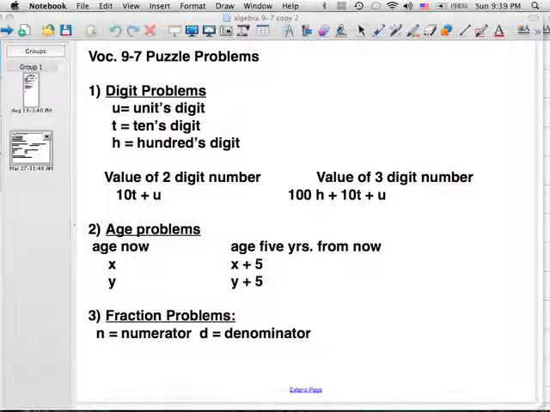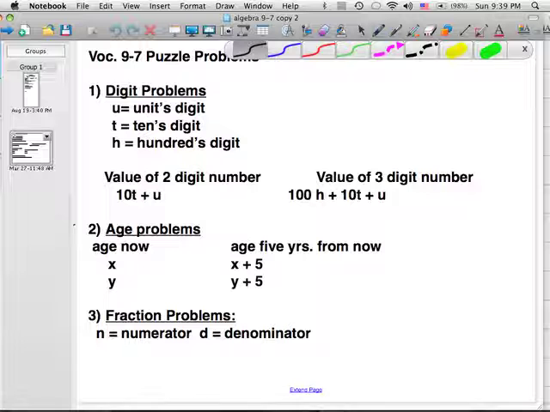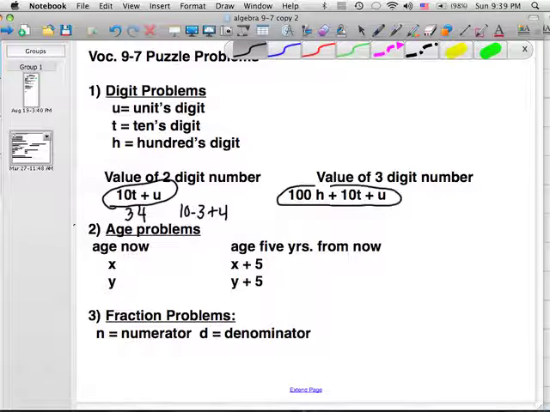If they talk about the value of a two-digit number in base 10, if I have a number like 34, that says 3 tens, so 10 times t, the digit being 3, plus 4 ones. So 10 times 3 plus 4. So this is how I would write the value of a two-digit number. The value of a three-digit number, if I have 346, that's 100 times 3 plus 10 times 4 plus 6 times 1. So that's how we write the value of a three-digit number.